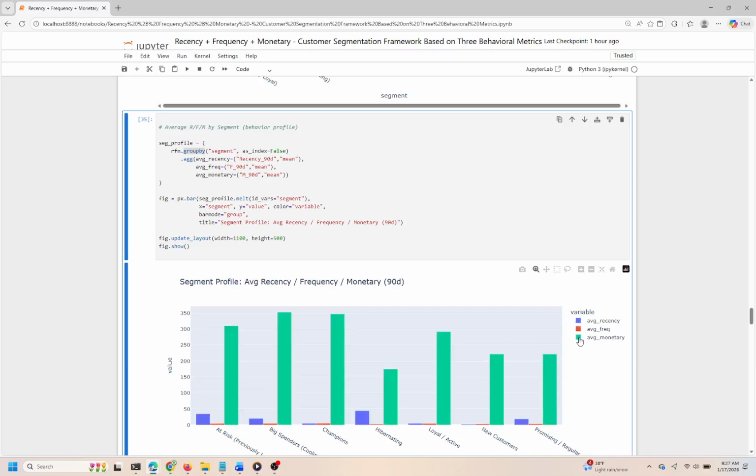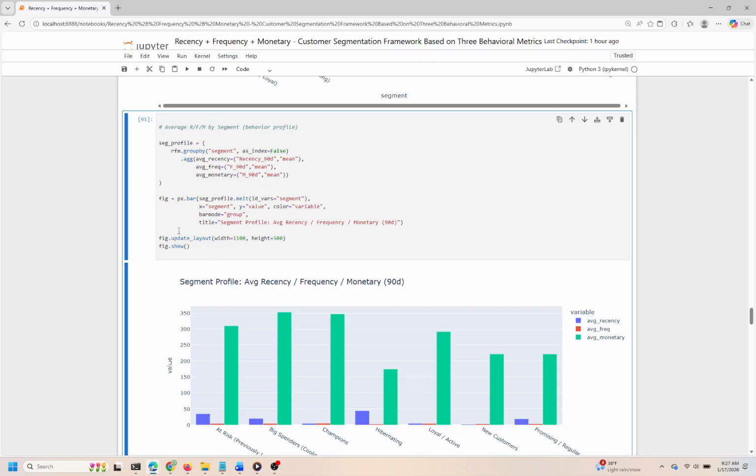Recency tells us how recently a customer made a purchase. Frequency reveals how often they make purchases, and monetary indicates the average spending per segment. By calculating the mean for these metrics across each customer segment, we create a comprehensive profile that highlights the distinctions and behaviors of various customer groups. Next, we visualize this aggregated data using a bar chart created with Plotly.